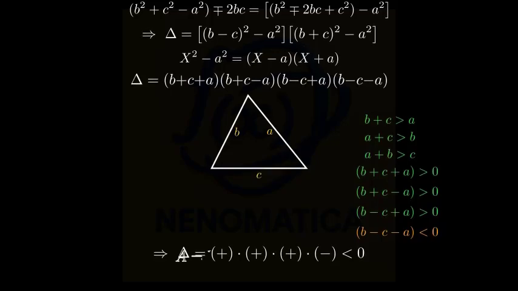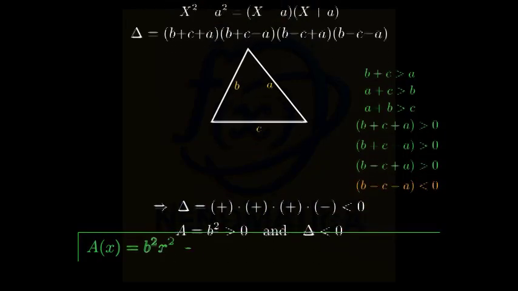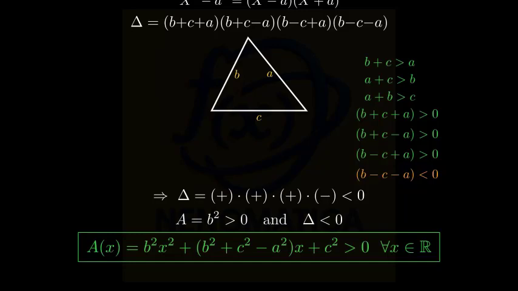Final step. We have A greater than 0 and delta less than 0. Therefore, the quadratic b squared x squared plus (b squared plus c squared minus a squared) times x plus c squared has no real roots and opens upward. So f of x is strictly positive for every real x.